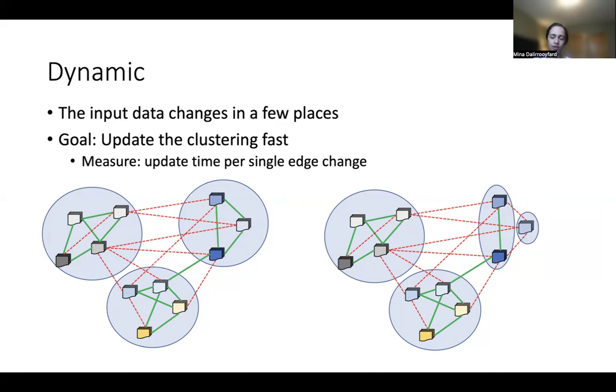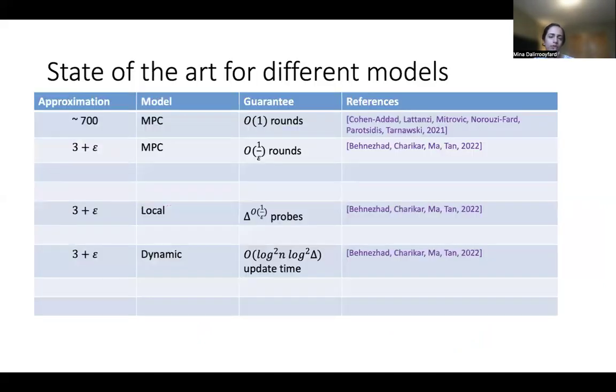Okay. So now that we know all of these different models, let's see what has been done. This is the state of the art as of 2 years ago. The first algorithm is a constant factor approximation algorithm for the MPC model. The constant factor is quite big, around 700, and the round complexity is order 1, by Spiko et al.